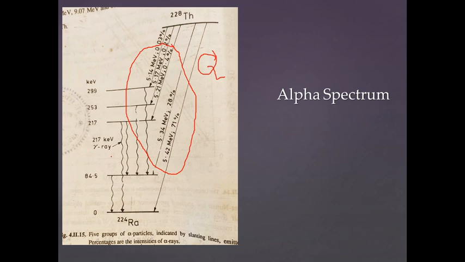And you can see that there is a gamma emission here. Can you see this gamma emission here? So the gamma emission is always accompanying the alpha emission, but the gamma emission is not observed for beta emission, right? So it's not observed with beta.